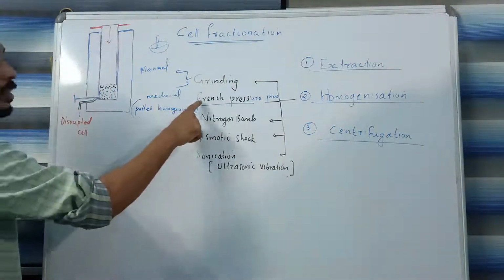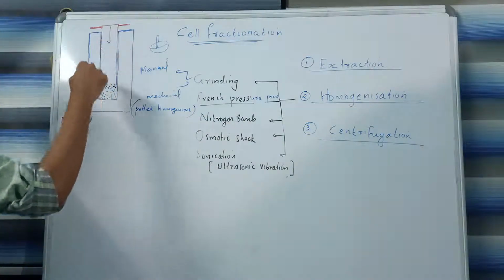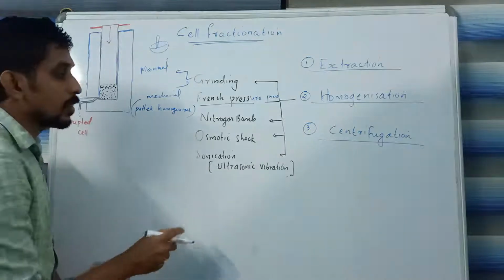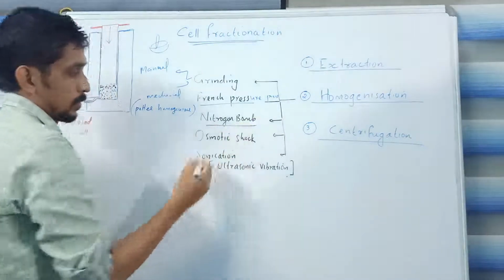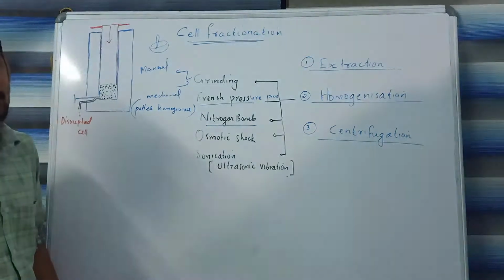That is why it is called French pressure press. So the pressure is the main reason for disrupting the cell wall and cell membrane. And the third one is called nitrogen bomb. It is a simple mechanism.